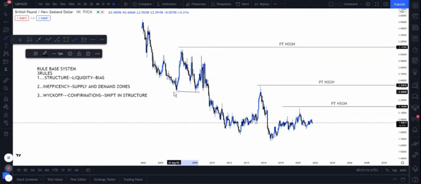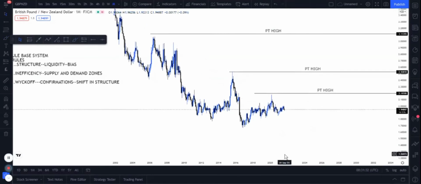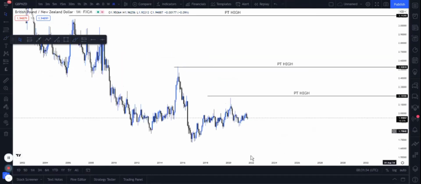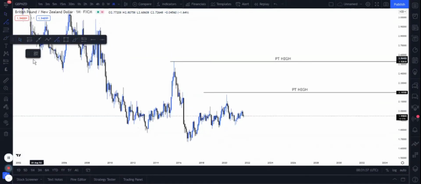This right here was liquidity. And this is also a liquidity swing. And this also is a liquidity swing. And we want to see the market trade below. So quite a good setup. Let's go deeper now.